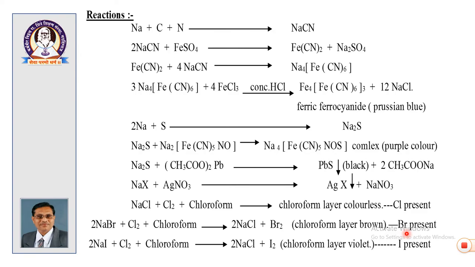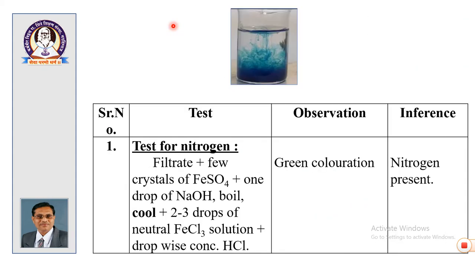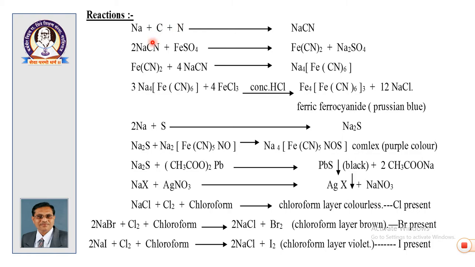So actually let us see what are the chemical reactions involved in the process. For nitrogen, sodium reacts with carbon and nitrogen in the organic compound. The first test for nitrogen, see this: filtrate plus FeSO4 plus NaOH plus FeCl3 plus HCl. This series is explained in the reaction.